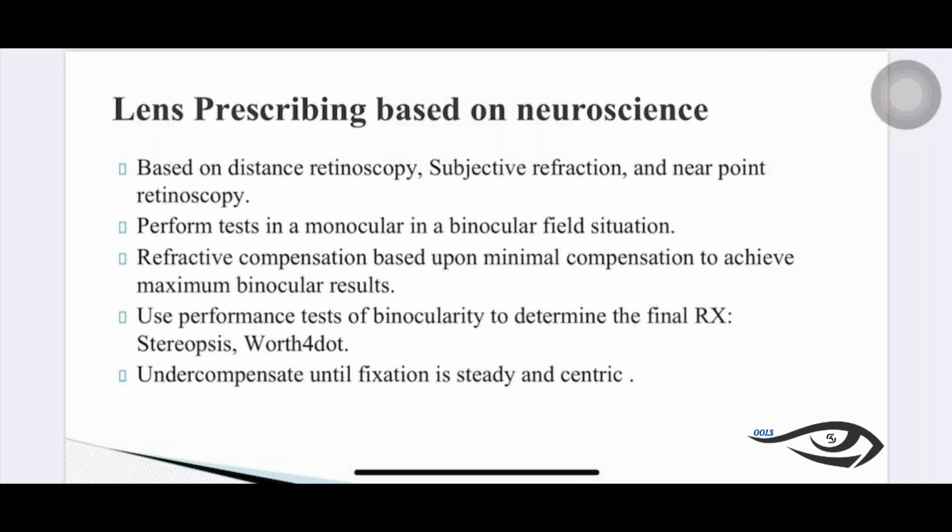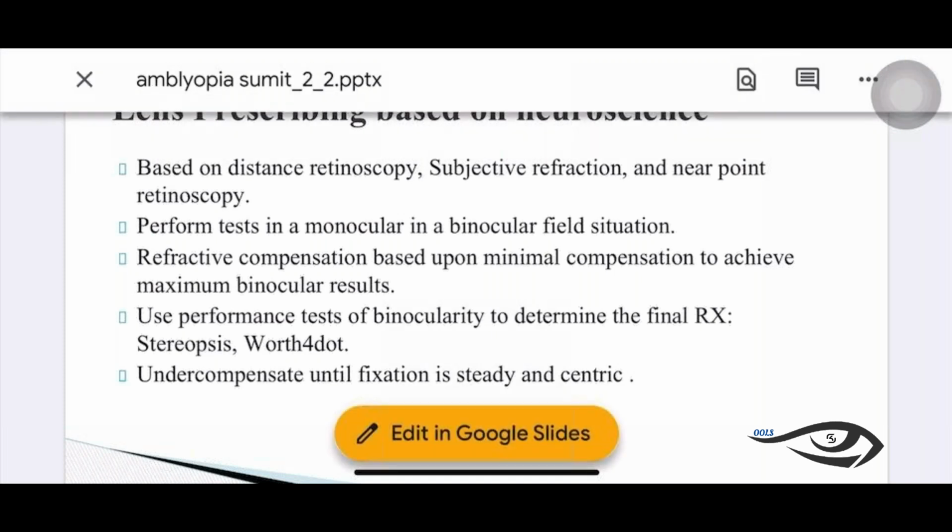So suppose instead of plus 6 diopter, you are prescribing plus 5 diopter, and that person is developing fusion at the distance of 3 meters, and with plus 6 diopter, his fusion was only till the distance of 1 meter, then you should go for plus 5 diopter as compared to plus 6 diopter. Why? Because we are thinking about the binocularity. We are going to prescribe the lenses on the basis of binocularity, not on the basis of visual acuity.